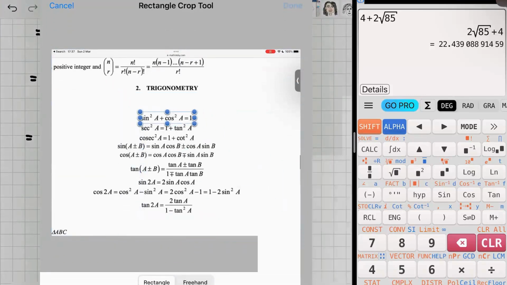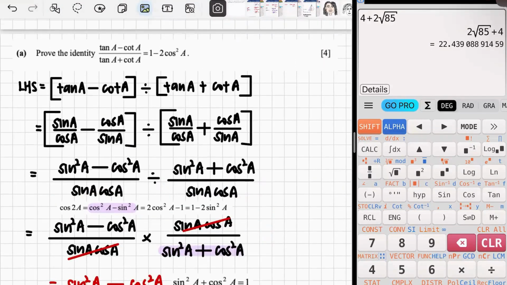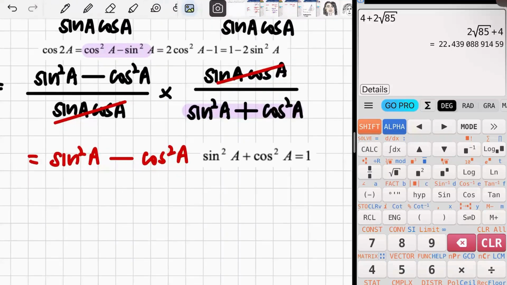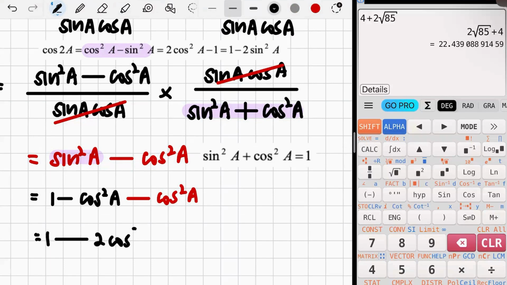Because you see the top question, the right side only wants cosine square. So if it only wants cosine square, I'm going to get rid of the sine square. Two ways to do it. From here, this is 1 minus cosine square A. Then the other one is minus cosine square A. This is much easier. So minus minus, so 1 minus 2 cosine square A.